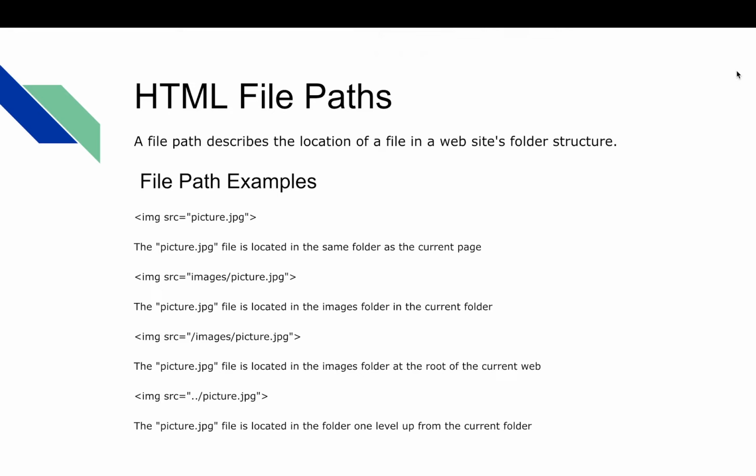The next one is HTML file path. A file path describes a location of a file in a website folder. Now the file path example, if I want to add an image, we have absolute and relative. Absolute, we are getting a file path from an external website. Say the picture.jpg file is located in the same folder as the current page. Let's say you go to folder A, an image folder, and put your image there. You can use slash image slash picture.